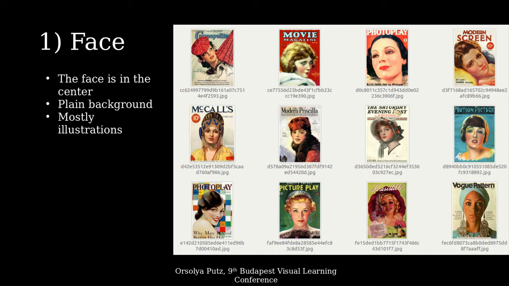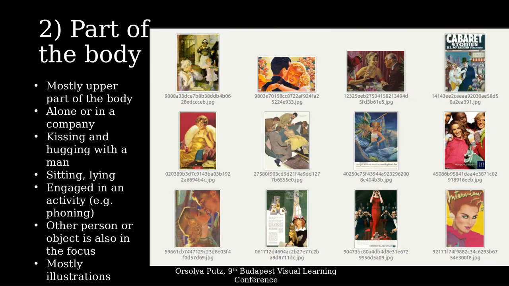The first category contains images that solely represent the face of women. This phenomenon can be interpreted as a metonymy, since the face, a salient body part of humans, stands for the whole person. As the images suggest, the face is in the center of the picture and hence gets the center of attention. The plain background of the images makes the face even more emphatic. This cluster is mostly made up of illustrations.